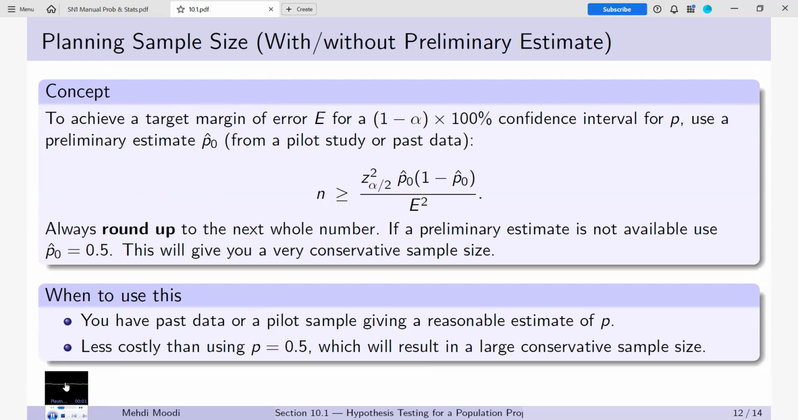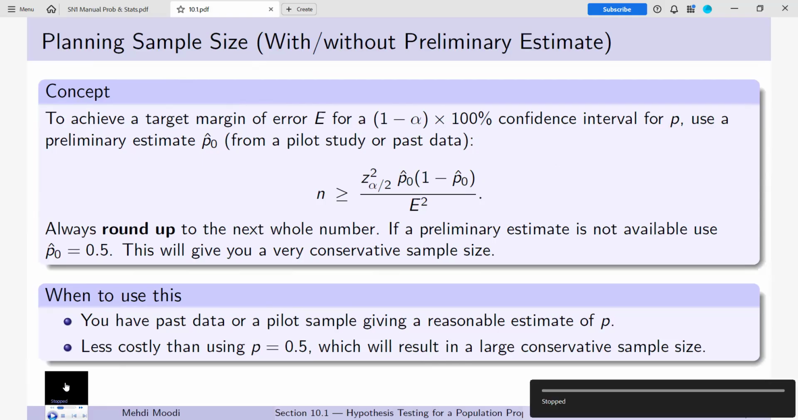To plan the sample size, plug the pilot estimate into p-hat-naught. The larger the standard error you expect, the larger the sample you will need to hit your target margin of error. And always round up. If a pilot estimate is not available, use 0.5 instead for a conservative sample size planning.